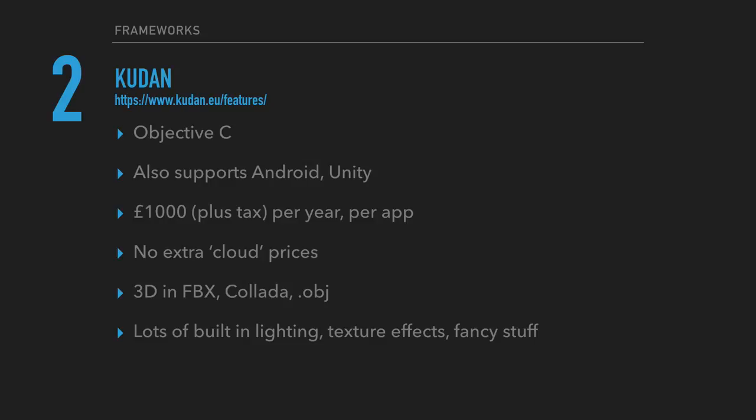Objective-C, Android and Unity again. It's about the same price. I'm not sure what the conversion rate is there. Anyway, 1,000 UK pounds, but that is per year. If you don't pay, then the augmented reality in your app on the App Store just stops working. This one didn't have any extra prices for cloud stuff. Some of the other ones charge you a monthly fee to use their cloud. You can give it all sorts of different 3D models and 2D stuff.